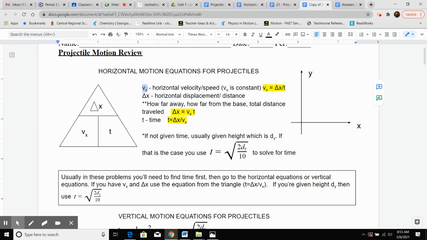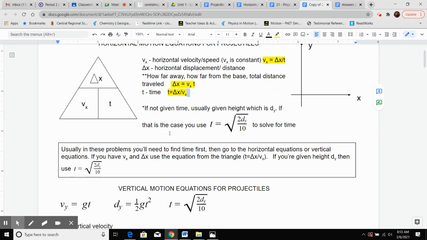So again, you need to know what everybody stands for. Vx is horizontal velocity, delta x is the horizontal distance or displacement, and t is your time. Now, time is the only variable, guys, that is in both sets, the vertical and the horizontal.